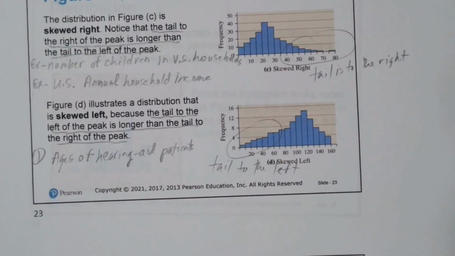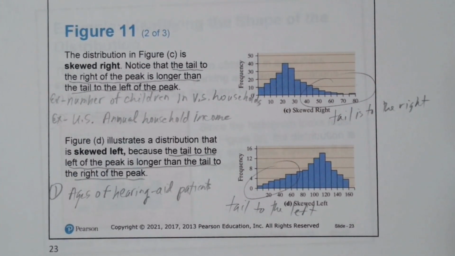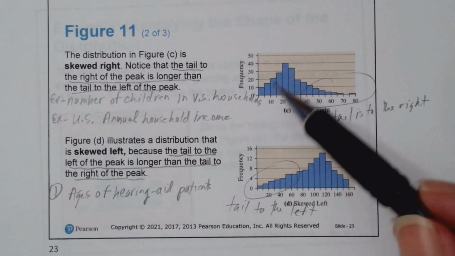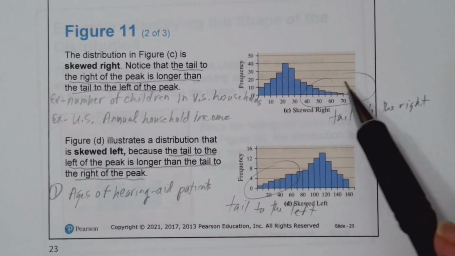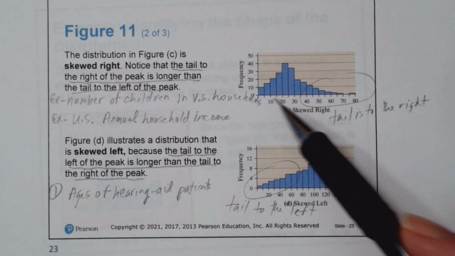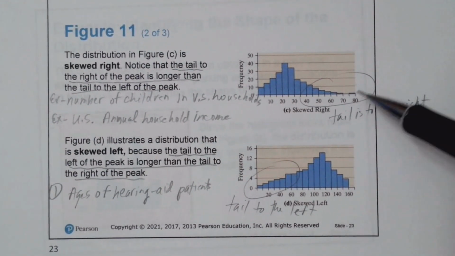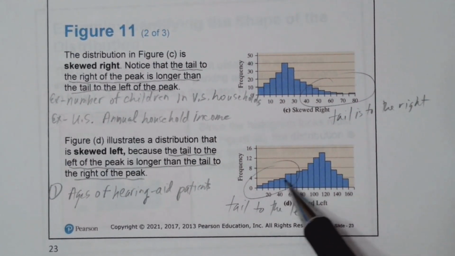All right, there's 2 more here. So the distribution in figure C is skewed right. Notice that the tail to the right of the peak is longer than the tail to the left of the peak. I just look at the longer tail and I think of that as the tail, but these are both considered tails, but you can certainly see that the tail on the right is longer, and so this is skewed to the right. Here you're skewed to the left because the tail on the left is longer.